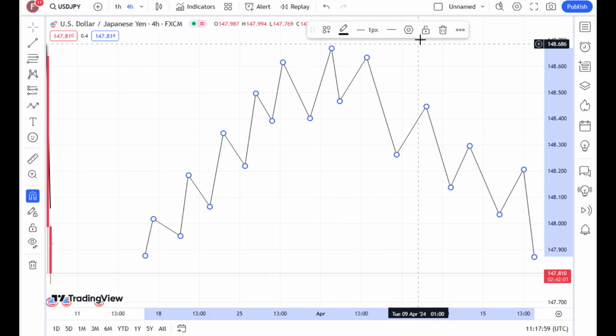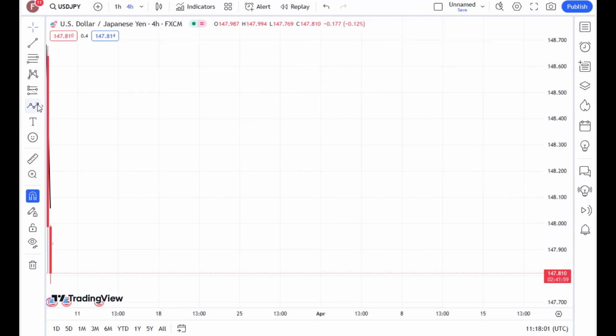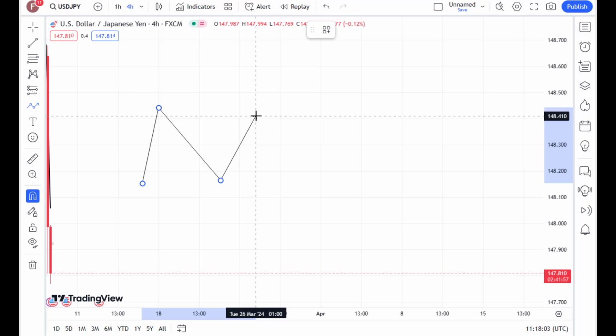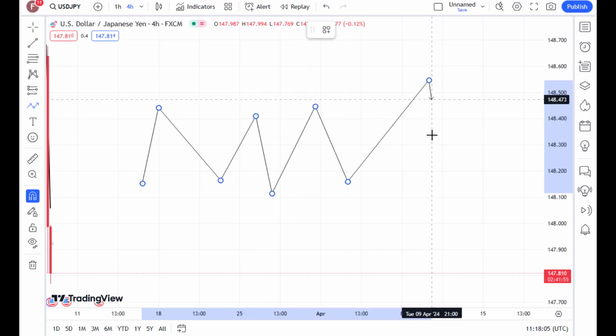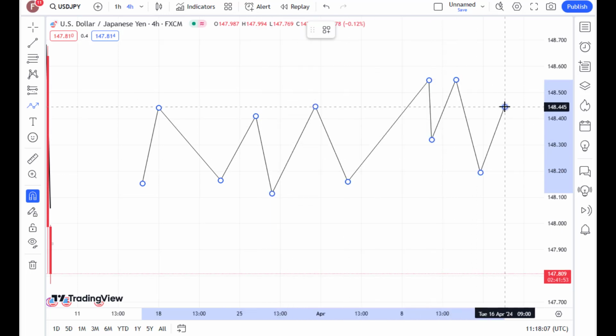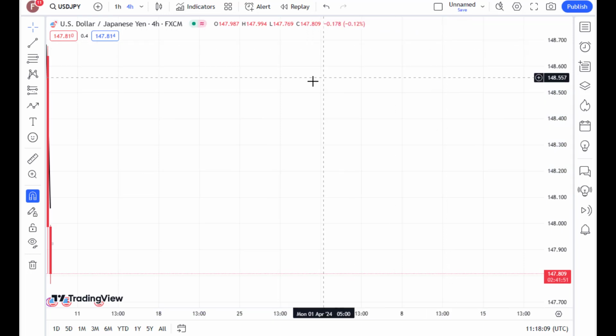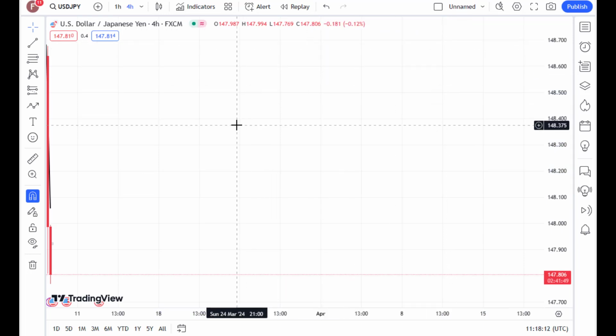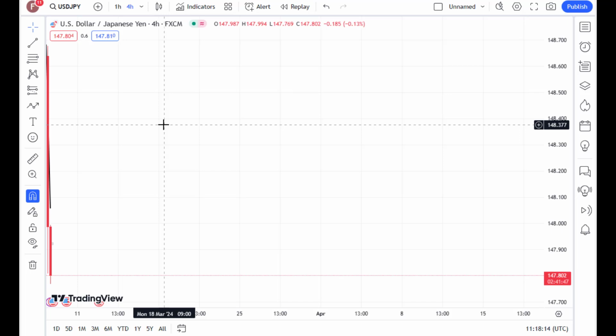But we have ranging markets. You see market structures where price is neither going up nor coming down, so price will generally be ranging. But we want to be looking at trending markets because that is our focus. That's how we usually ride very big trends and catch very good moves in the market.